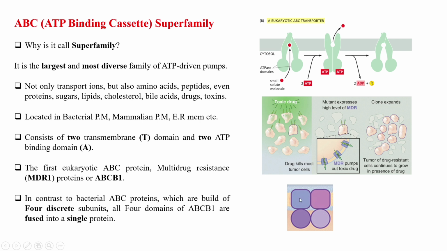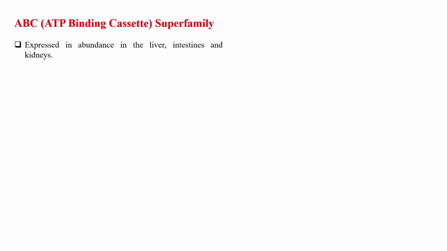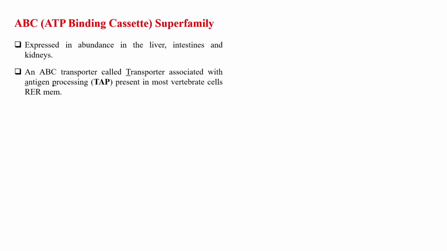Here two T domains and two A domains are actually separate subunits, but if you see the MDR, that means MDR1 or ABCB1, you will find that all the subunits are actually linked with each other, and it generates a single protein. The size of the protein is 170 kilodaltons basically. Now these ABC transporters are expressed in abundance in the liver, intestines and kidneys. These are the sites where toxins are actually secreted out of the body.